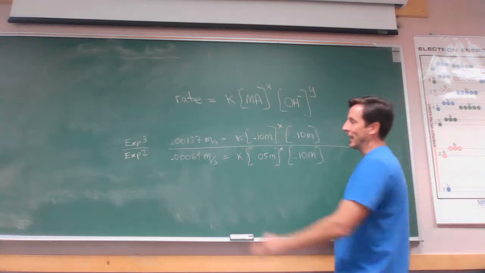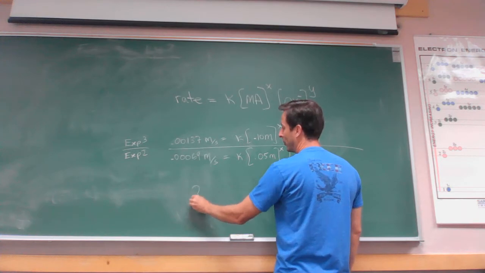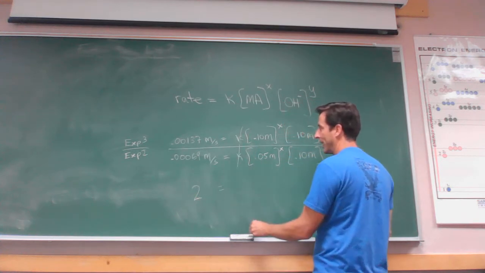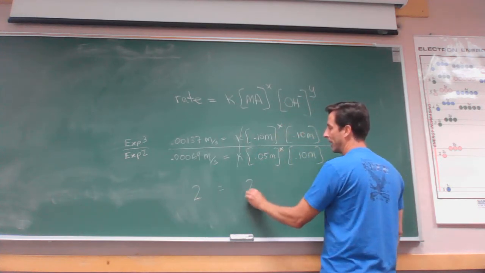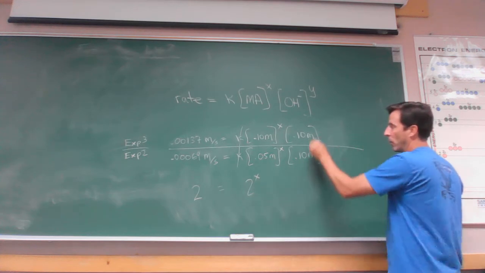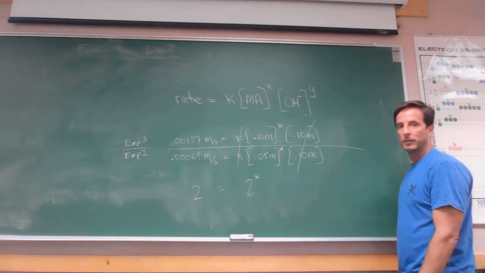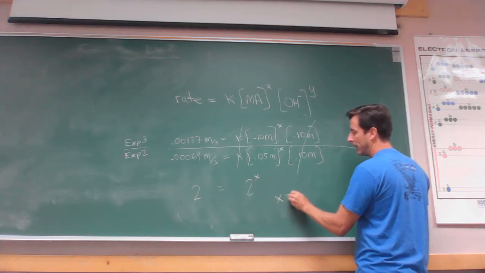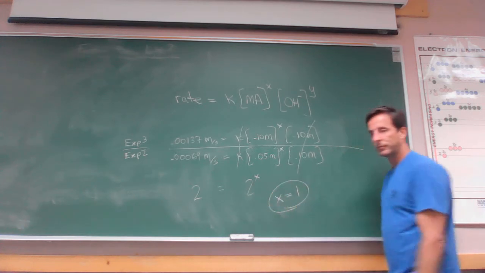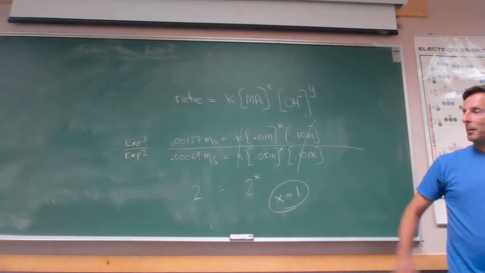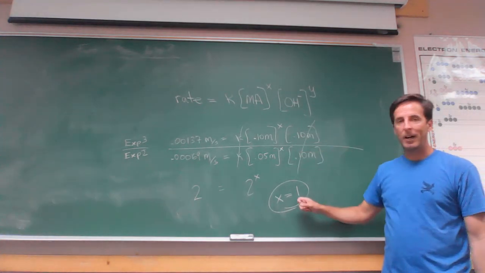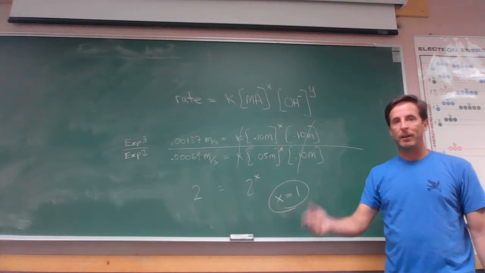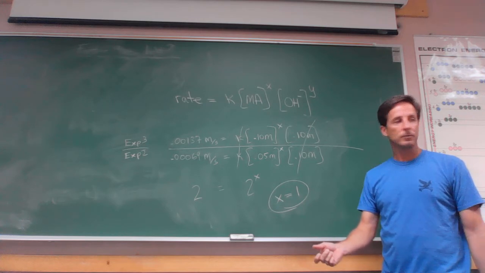At this point, I can divide these two. It's going to be about 2. The K's are going to cancel. This is going to be 2 to the X. And then the 0.1 over 0.1 cancels. So once again, solve for X. X equals 1. By comparing my experiments, I found out what the value of X and the value of Y are.